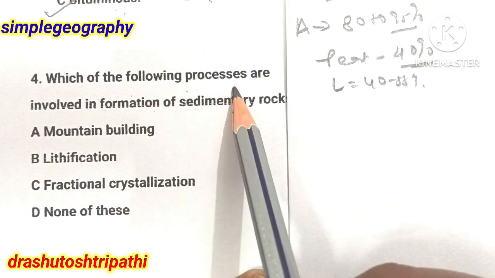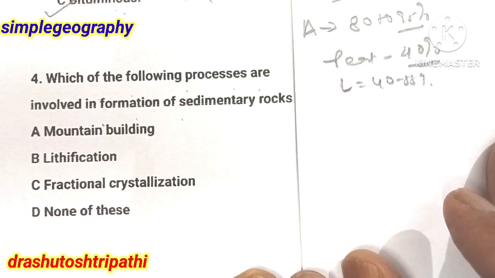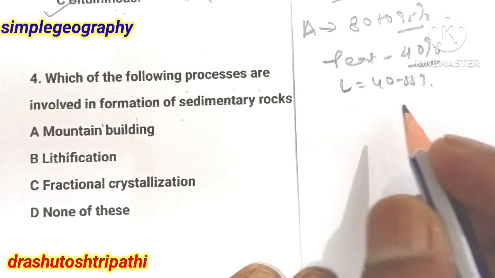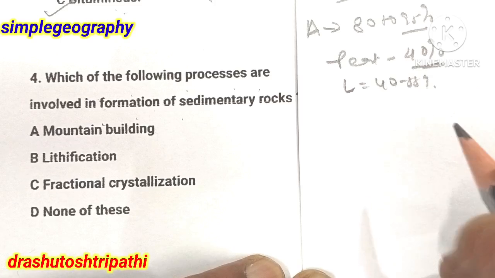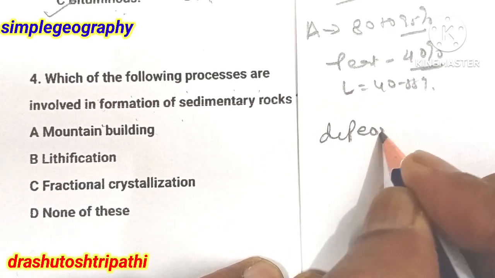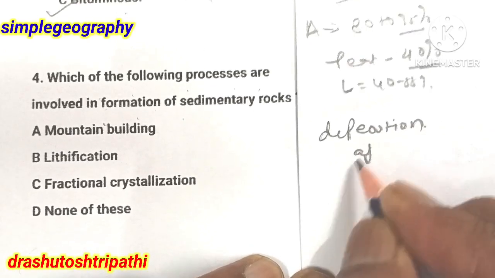Which of the following processes are involved in the formation of sedimentary rocks? First, you have to know what sedimentary rocks are. Sedimentary rocks are formed due to the successive deposition of sediments.